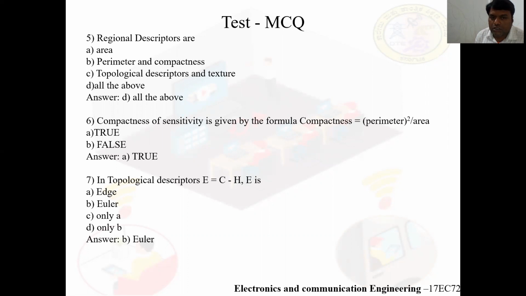In topological descriptors, E is equal to C minus H. E is edge, Euler, only edge, only Euler. The answer is B, Euler.